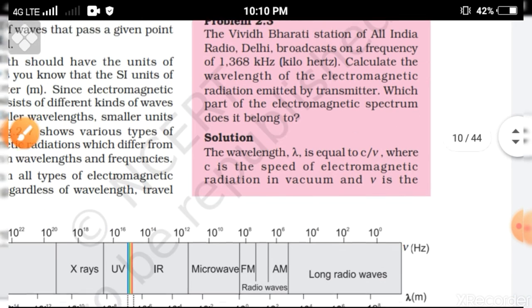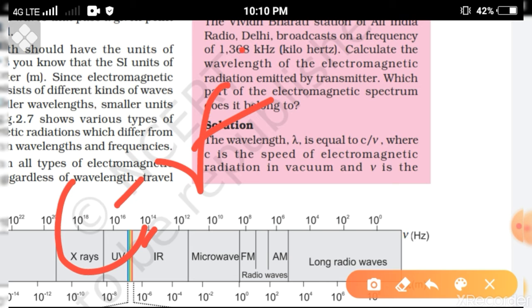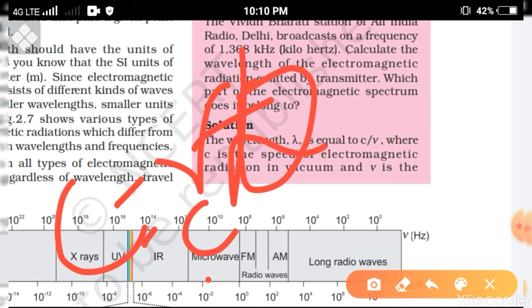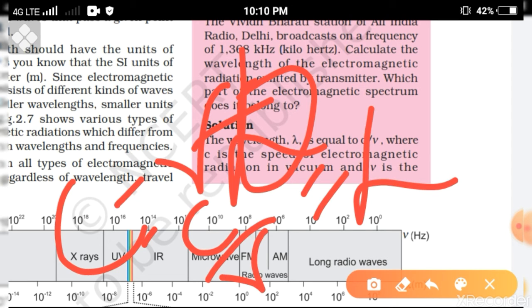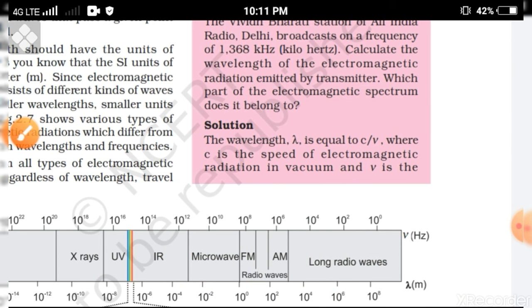Do you know the relation between the speed of light and nu into lambda, that is c equals nu into lambda? We have to find the wavelength, so lambda equals c by nu. This is the formula for finding the wavelength, where c is the speed of light of electromagnetic radiation in vacuum, divided by the frequency.